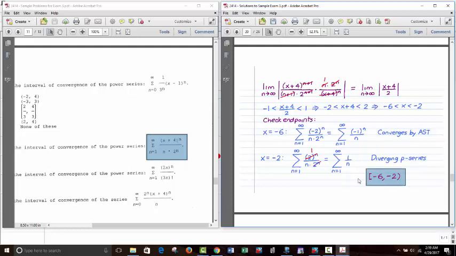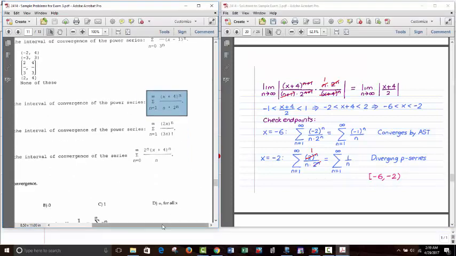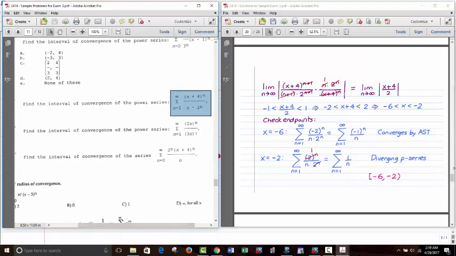So you see the negative 6 has the bracket on it, but the negative 2 does not. Okay. Take a look at the next one.